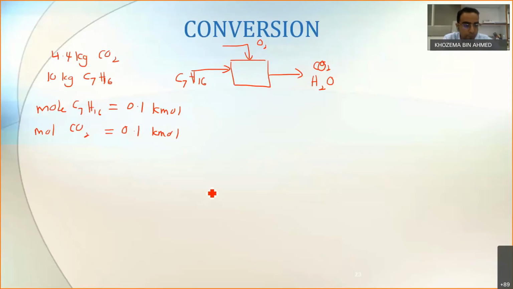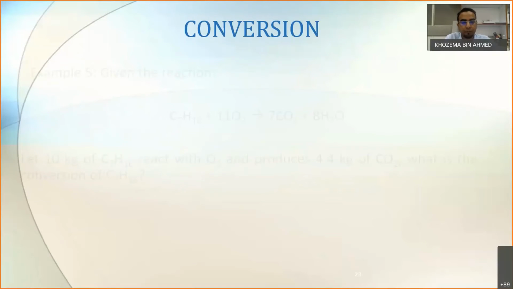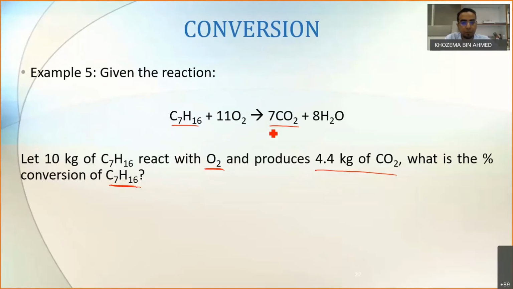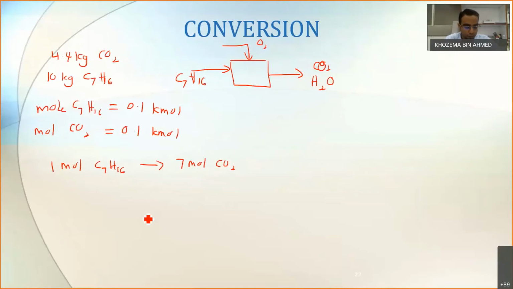But I know that 1 mole of C7H16 will produce 7 mole of CO2, right? So this one I have known, based on my chemical reaction here: 1 mole of C7H16 will produce 7 mole. But now I know that I have produced 0.1 mole of CO2 here.